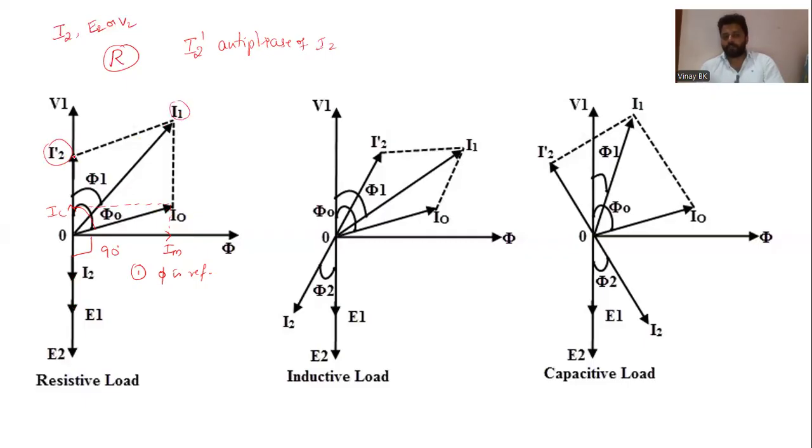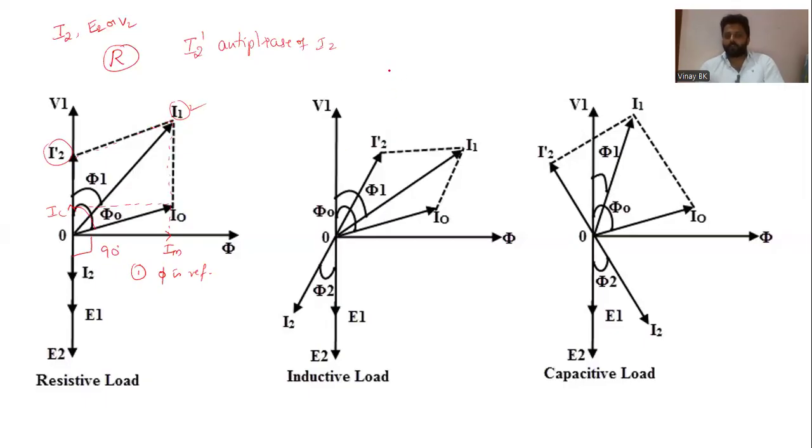Draw a line which is parallel to I0 from the tip of I2 dash. Then draw a line which is parallel to I2 dash from the tip of I0. Somewhere it will intersect. That is your I1.